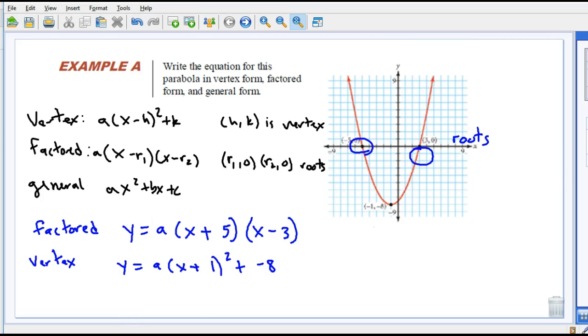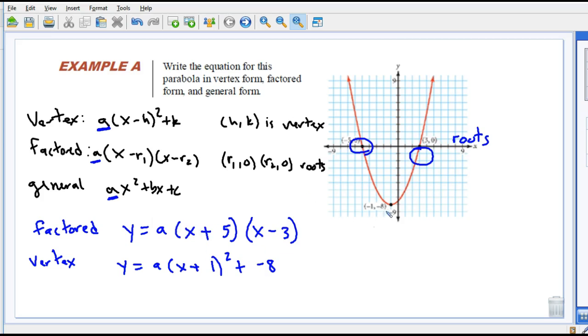Okay, we're not going to do that just yet, because what I want to do is figure out what this a value is. Now what's nice is that this a value will be the same as this one. All these a's here, here, and here, they're all going to be the exact same number. So we just figured that out for one of them. So what we need to do is plug in a point that's different than the points I used for either factored form or vertex form.